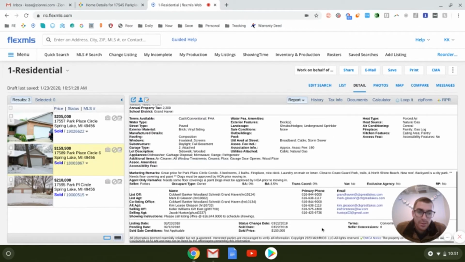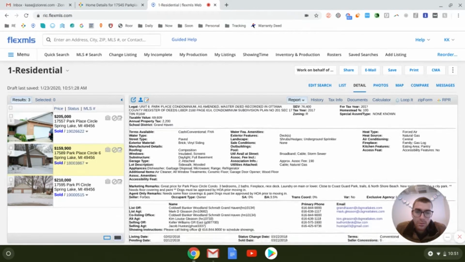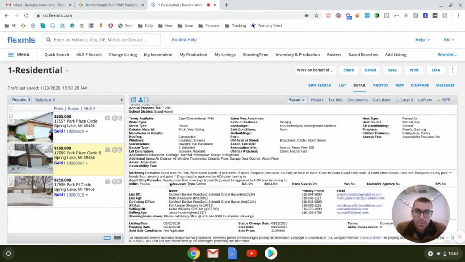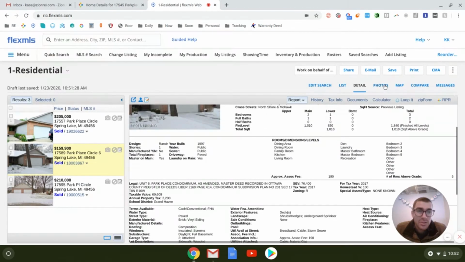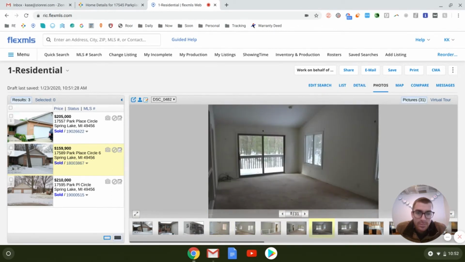It sold for $160,000 in early 2018. And what I'm doing right here is I'm reading through the details. So 3-bed, 2-bath, needs floor covering and paint. So it looks like this property was in sort of rough condition. Yeah, it kind of looks messy.